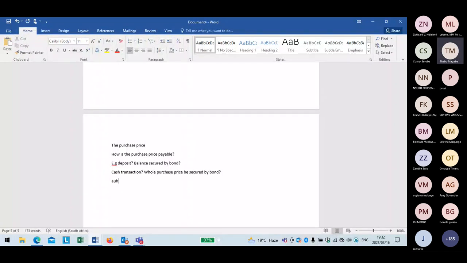Do you have authority to invest the deposit paid by the purchaser? And here you are looking at section 86 of the Legal Practice Act. Do you have authority to invest the deposit? And obviously, if you have authority to invest the deposit, it means it is an investment in terms of section 86(4) of the Legal Practice Act.